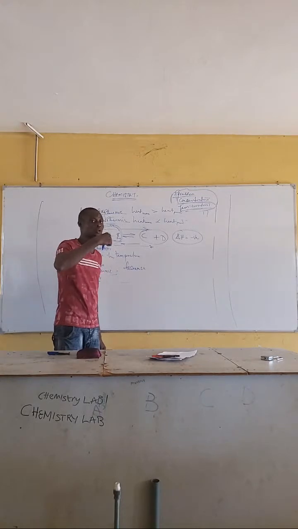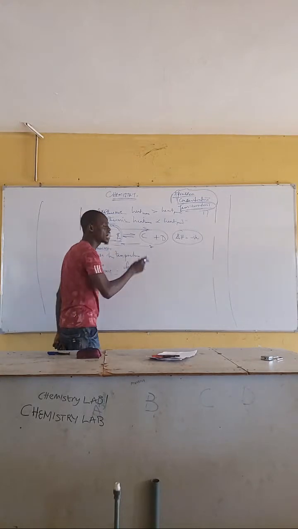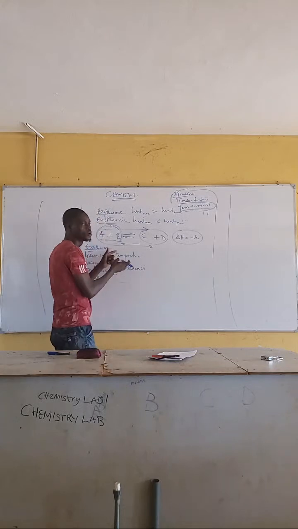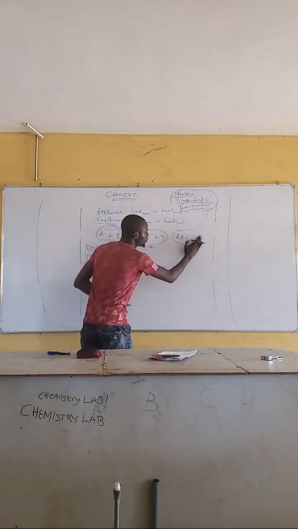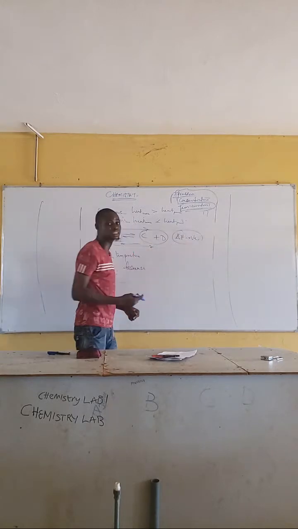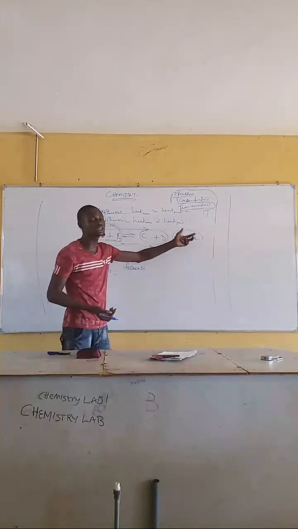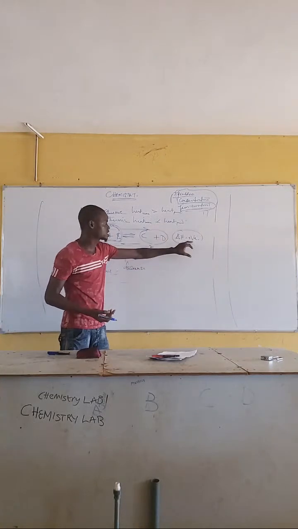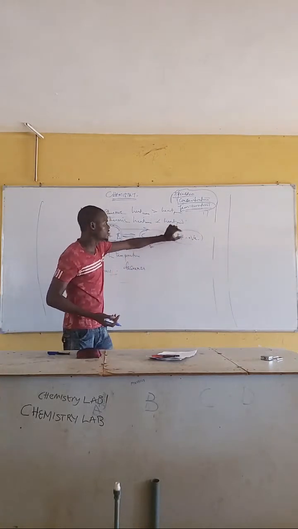Now, when we decrease temperature, it will favor the side with the lowest temperature. Please take note. How do we know that it is endothermic? They will put a positive number here, like plus 2, 3 or whatever. It will be a positive number.